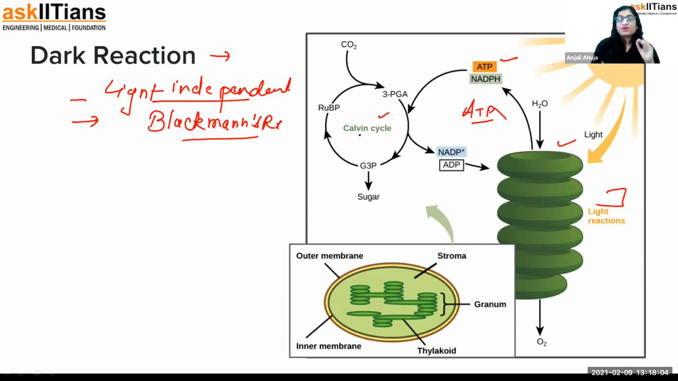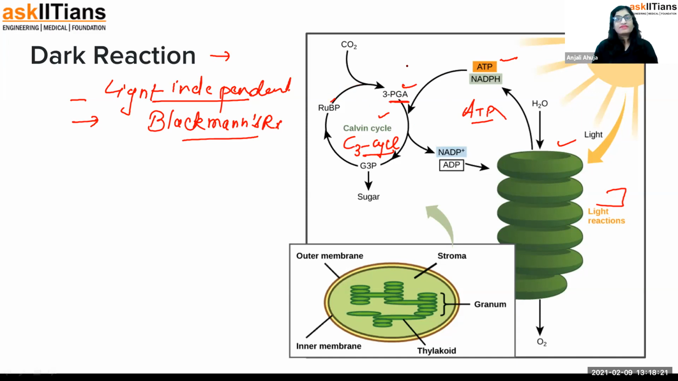Calvin cycle is also known as C3 cycle, because the product that you see used to have 3 carbons. That's the reason. So CO2 will be reacting with RuBP. I have told you this earlier; you can move back and see. RuBP is ribulose bisphosphate.